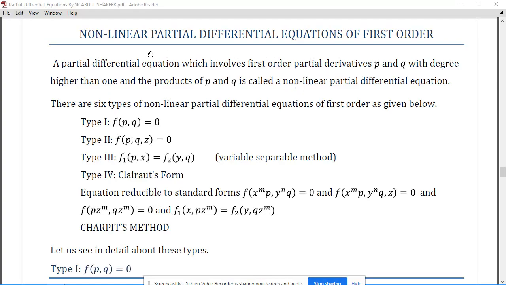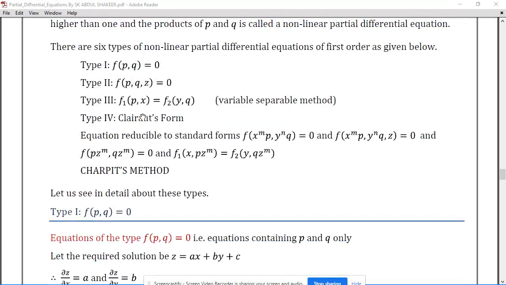Now to solve non-linear partial differential equations, we have 6 types. The first type is equation involving only p and q, of the form f of p, q equal to 0. Second type is equation of the form f of p, q, z equal to 0, that is the equation involving z also. Type 3: equation is of the form f1 of p comma x is equal to f2 of y comma q. This type is also known as variable separable method.